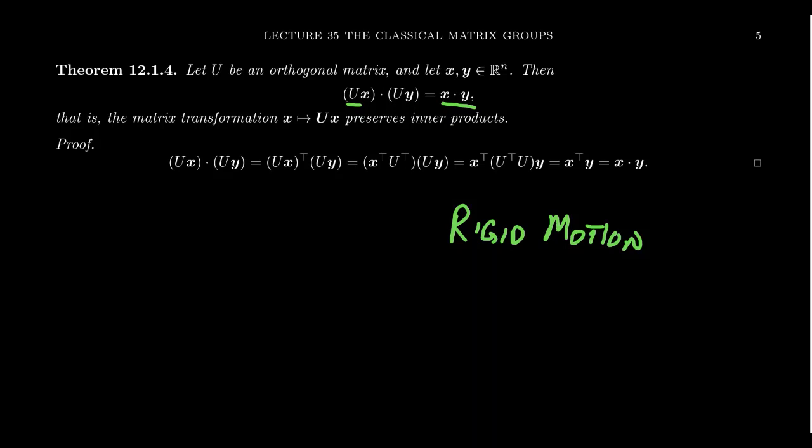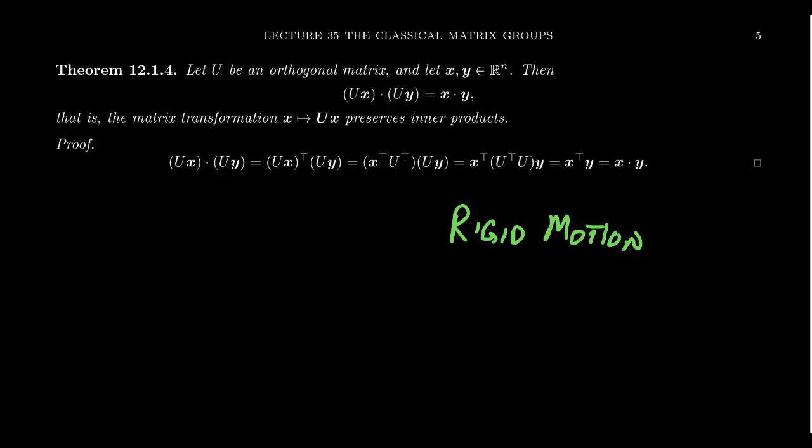So ux dot uy is equal to ux dot y, excuse me. So the dot product between ux and uy is the same as the dot product between x and y. And as a consequence, distance in the Euclidean space is defined by the dot product. If the dot product is preserved, sometimes it's called the inner product. If the dot product is preserved, that means the distances between vectors will be preserved. Angles in Euclidean space are defined using the dot product. If the dot product is preserved, that means angles are going to be preserved.